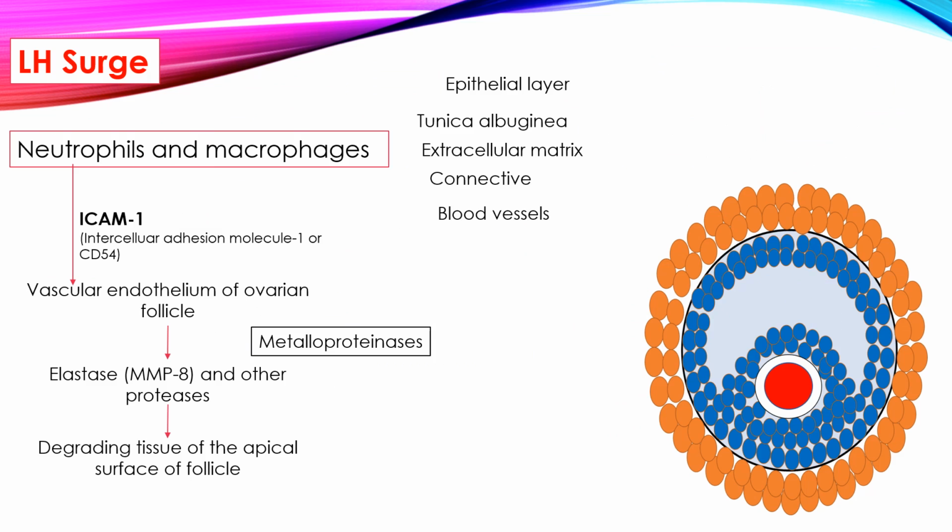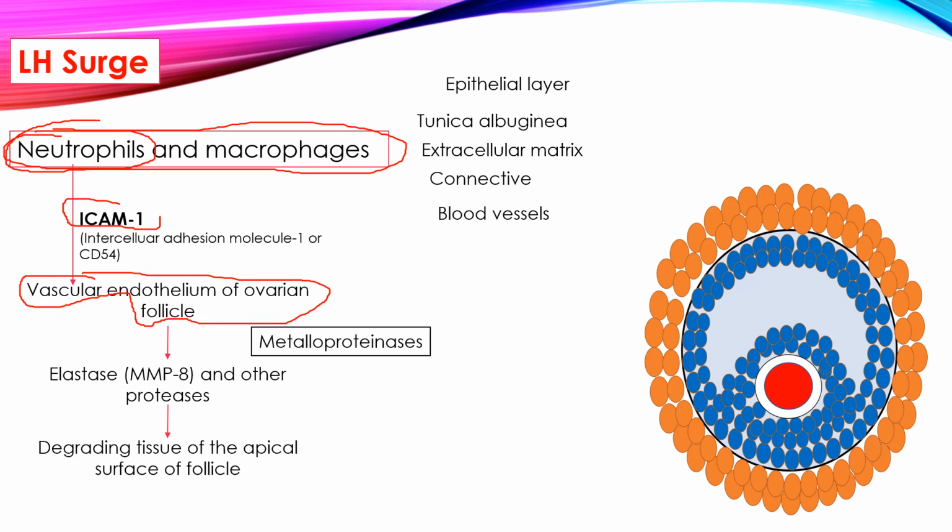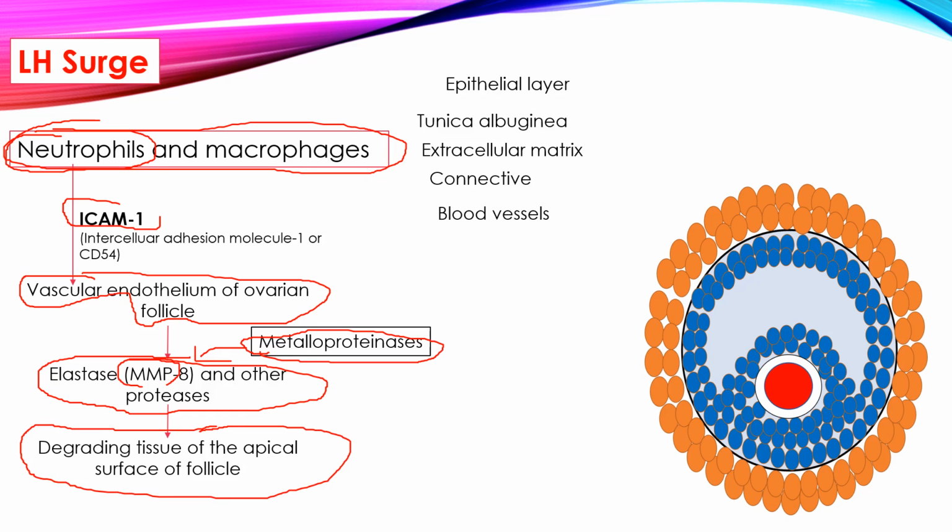As the blood flow increases over the surface of the follicle, neutrophils and macrophages also arrive at the area of the dominant follicle. Very importantly, the neutrophil binds with the receptor ICAM-1, intercellular adhesion molecule 1, on the vascular endothelium of the ovarian follicle, the blood vessels in the theca layer. When the neutrophil binds with the receptor in the endothelium, it releases a very important compound, elastase, and other proteases. Elastase is a metalloproteinase. Metalloproteinases digest the structural proteins over the surface of the follicle, and this degrades the tissue around the apical surface of the follicle.